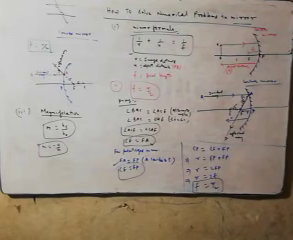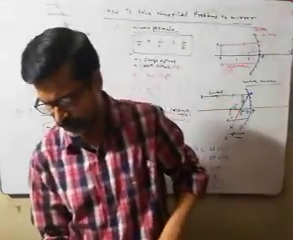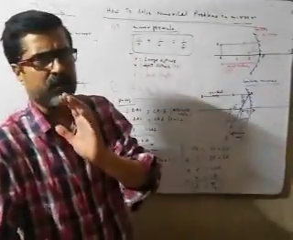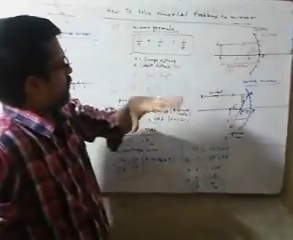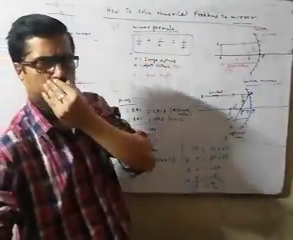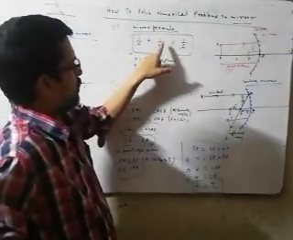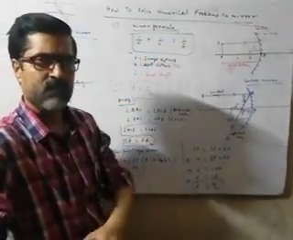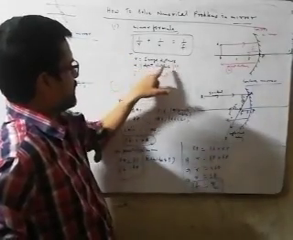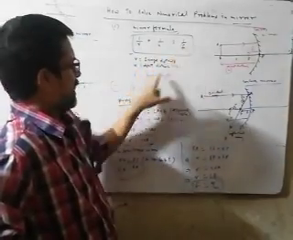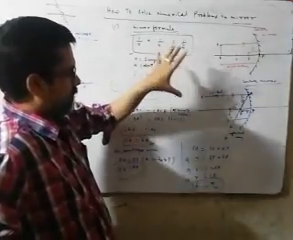Before the term magnification, to understand, just see what is written on the board. How to solve numerical problems in mirror. Actually, when we want to solve numerical problems in mirror, then we have to keep 2 or 3 things in our view. First, mirror formula. Mirror formula is very important. 1 by v plus 1 by u is equal to 1 by f, where v is image distance, u is object distance, and f is focal length. This formula we will use.